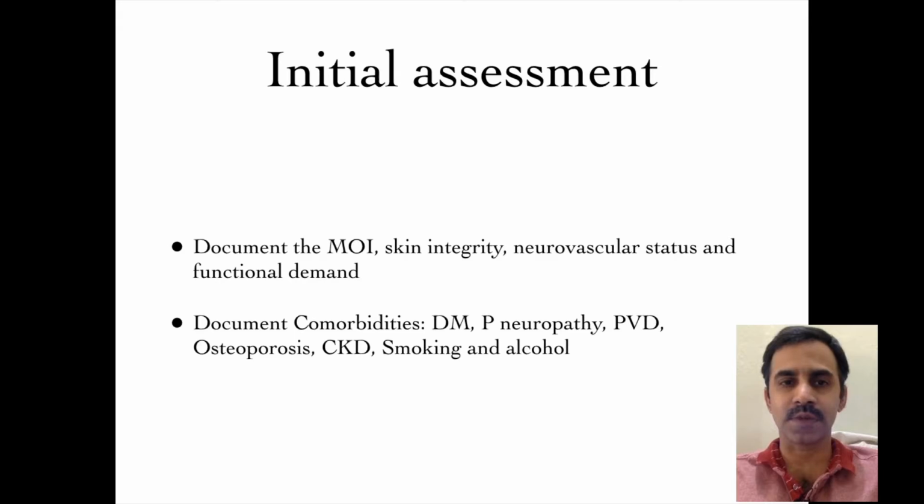Initial assessment includes documentation of the mechanism of injury, skin integrity, neurovascular status, and the functional demand of the patient. The other most important aspect of the documentation and the initial assessment is identifying diabetes mellitus, peripheral neuropathy, peripheral vascular disease, osteoporosis, kidney disease, smoking, and alcohol. Presence of all these comorbidities can adversely affect the functional recovery of the patient.